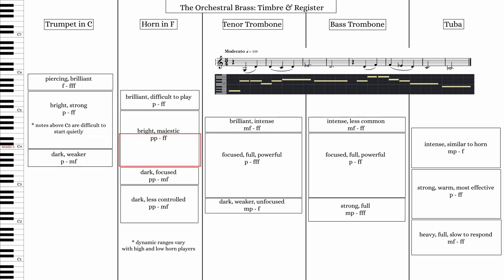Horn in this range works perfectly well, although we are starting to get into that darker timbre of the low horn register. The low G in particular has a slightly darker sound.